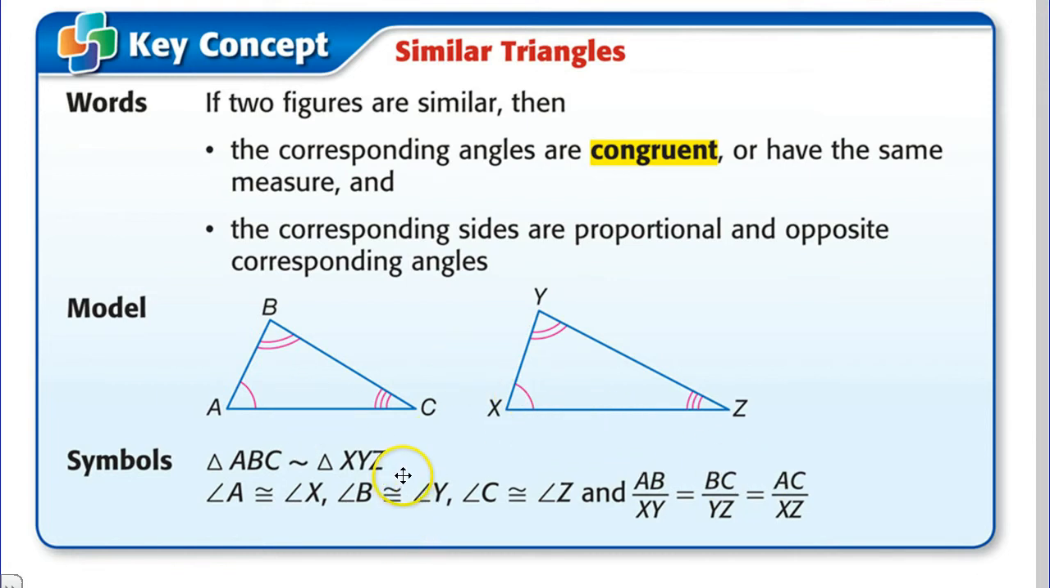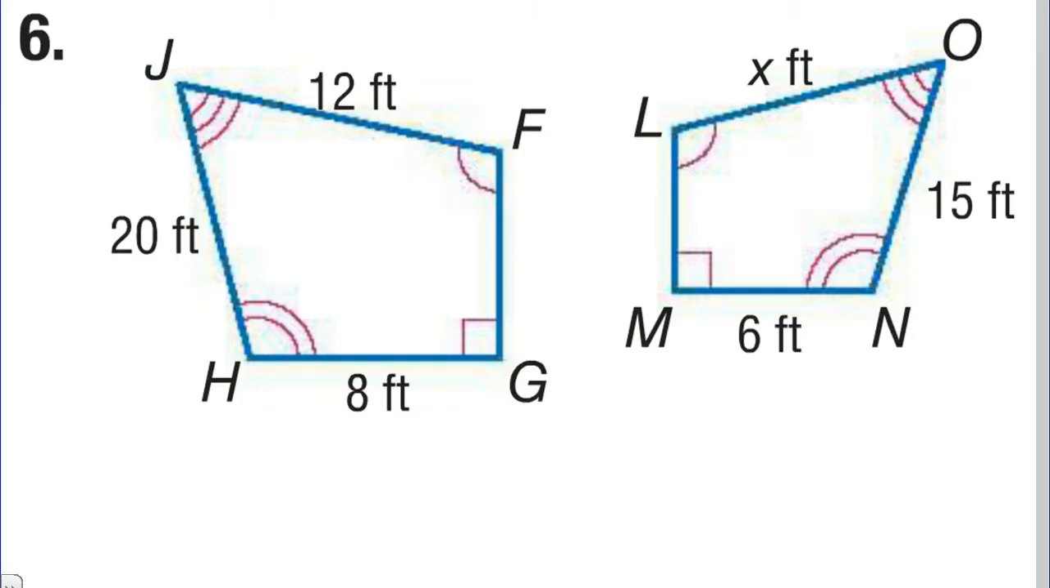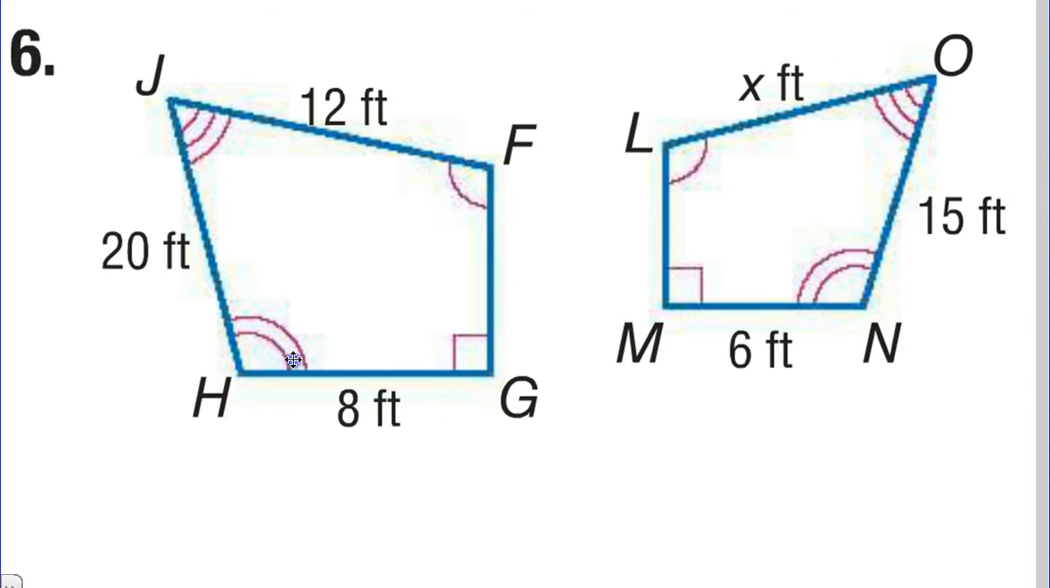So basically what homework consists of is understanding the drawing, being able to set up a proportion, and then solving that proportion. So let's take a look at an example. Here's number 6 from the homework. They want us to figure out the value of x in this drawing. What we really have to figure out is, what does x correspond to? And hopefully you can see it's between O and L.